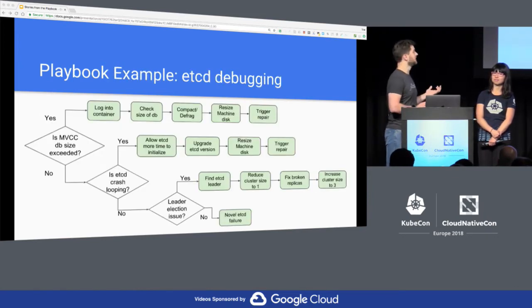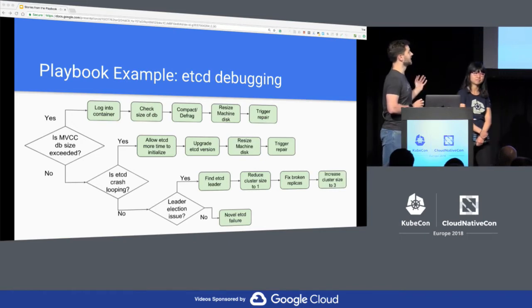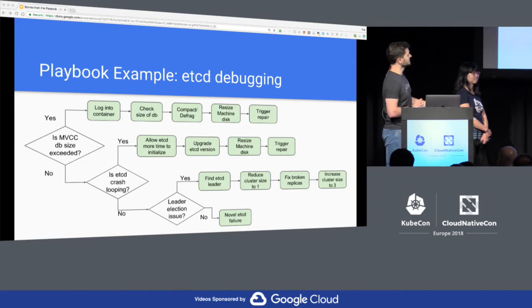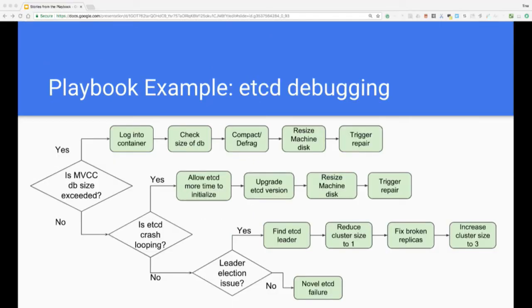If we look briefly at what an idealized playbook entry might look like, in this case to do with etcd, we can see some signs and symptoms down the left-hand side and some procedures to fix them on the right-hand side. We're going to come back to this in more detail, so I'll move on for now.